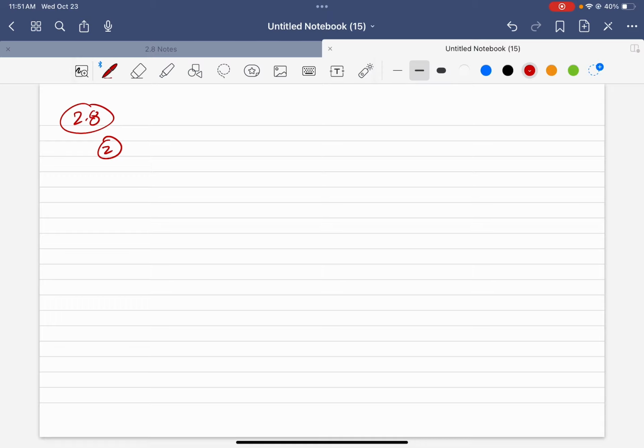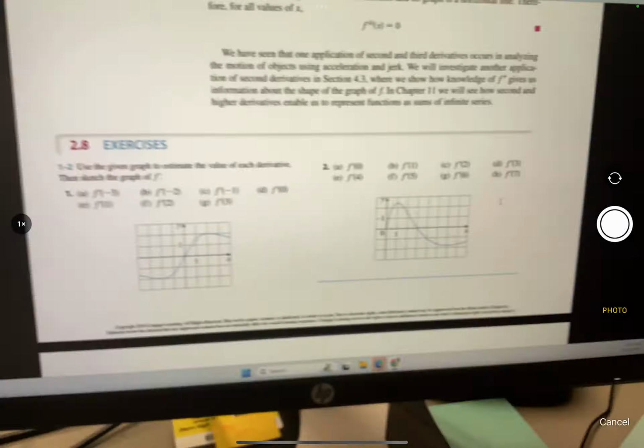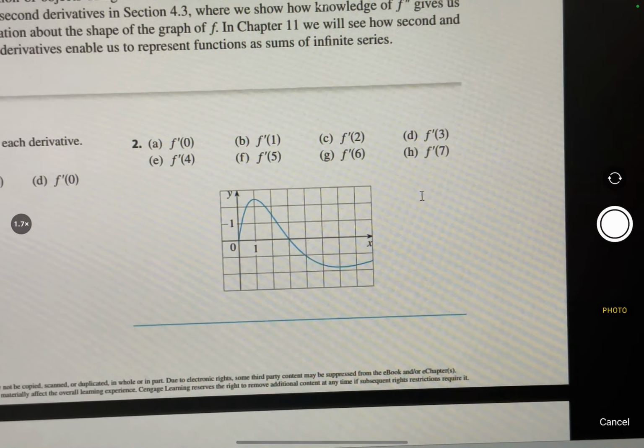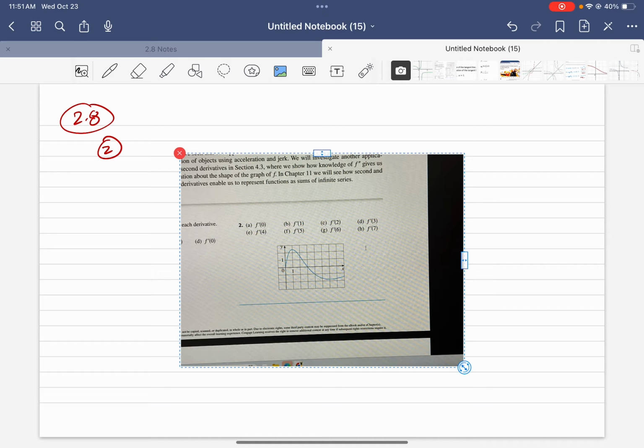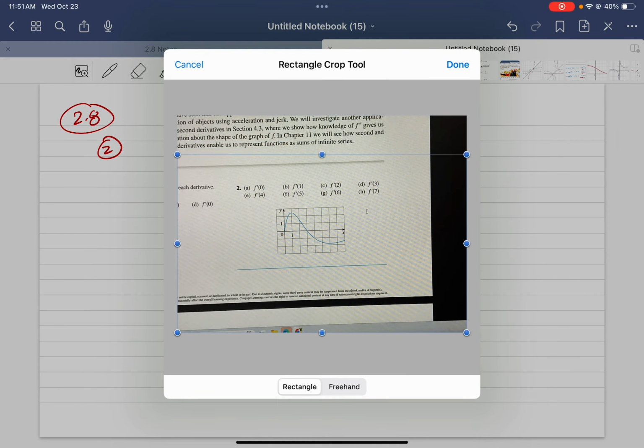Okay, 2.8, number 2. Sorry, I'm scrolling. Number 2 is a little graph type question. And here is what it says. If this is our graph, it wants to estimate the value of the derivative at our points. So if I crop, I'm going to get this and this and this.